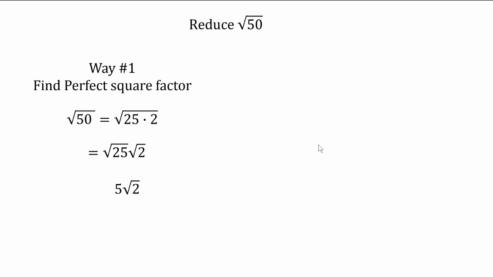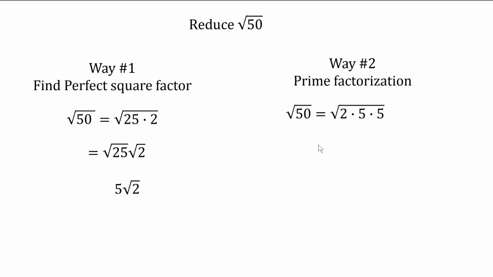Another way, if you have a number and you're not sure whether there's a perfect square factor, one way you can do it is just to write the prime factorization of whatever is inside that square root or cube root or whatever kind of root it is. So for a square root, and this is a pretty simple prime factorization for 50, it's just 2 times 5 times 5. And in this case, you see that you have square root of 5 times square root of 5, which according to the definition of square root is 5. So 5 square root of 2. Either way is fine. You may have to use this second way a lot more once you start dealing with numbers that you're not sure if there's a perfect square or not.